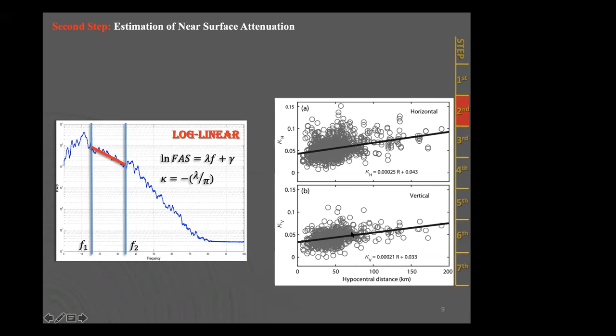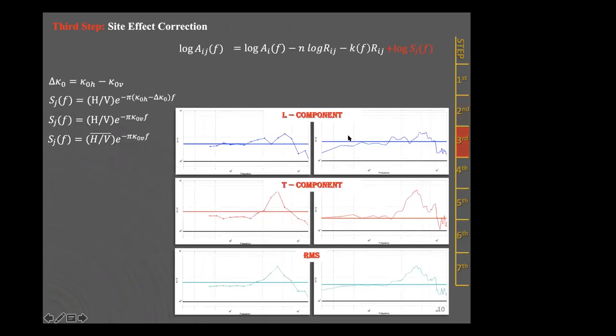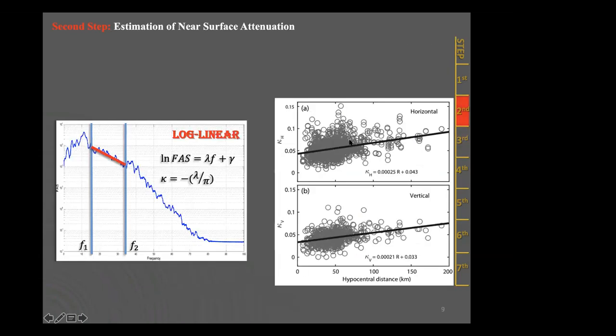And here we have the vertical kappa values again versus hypocentral distance. So you see that there is a sort of linear trend, roughly a linear trend here. And if we fit a straight line to these two, we will get this equation here for the horizontal kappa and here for the vertical kappa.